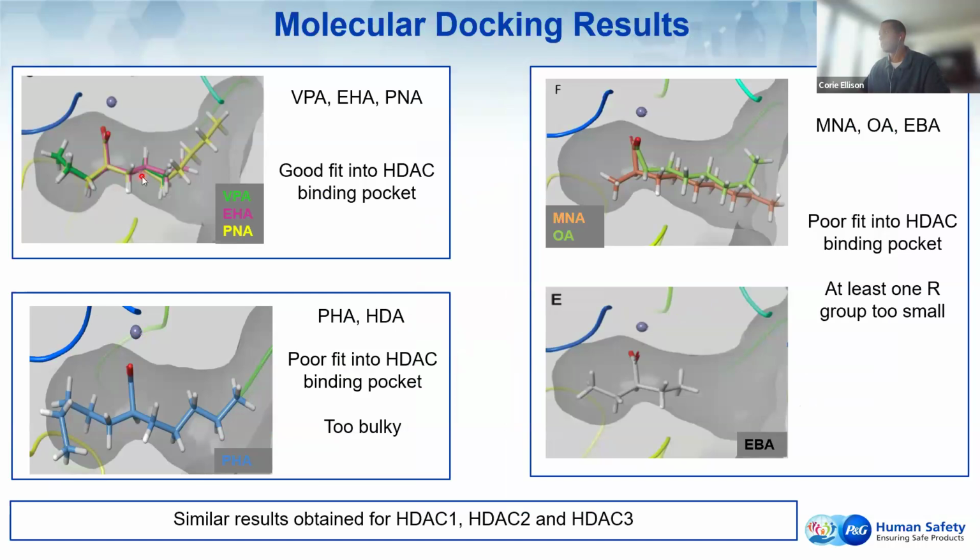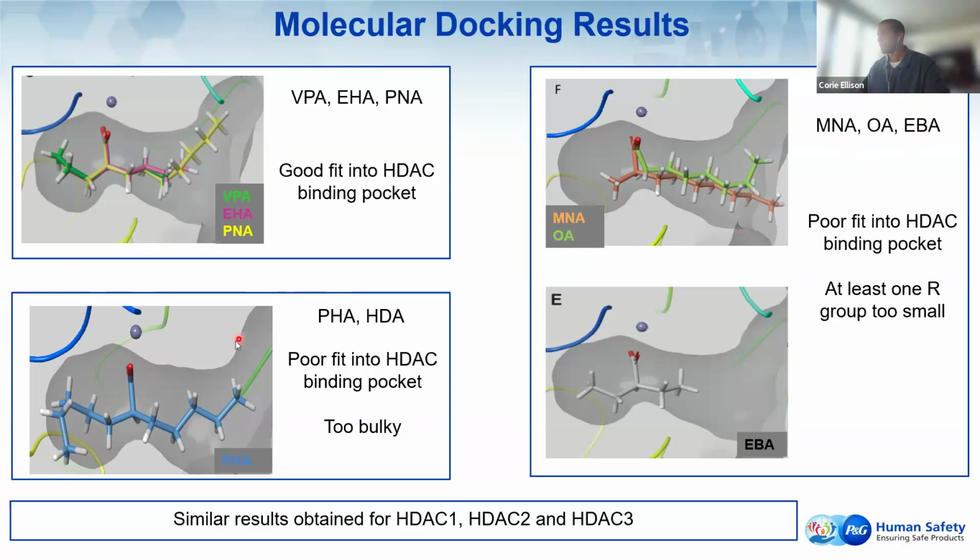Results from the docking studies show that valproic acid, shown in green here, 2-ethylhexanoic acid, shown in pink, and propananoic acid, which is PNA and shown in yellow, were all expected to be good ligands for the HDAC receptor. They fit well within the binding pocket of HDAC. However, the rest of the case study chemicals were not considered good ligands, but for different reasons. PHA and HDA were expected to be poor fits because the chemicals were too bulky to fit into the binding pocket; they actually extend outward. And then MNA, OA, and EBA were expected to be poor ligands because they were too small to fit well within the binding pocket, so they would just kind of fall out.